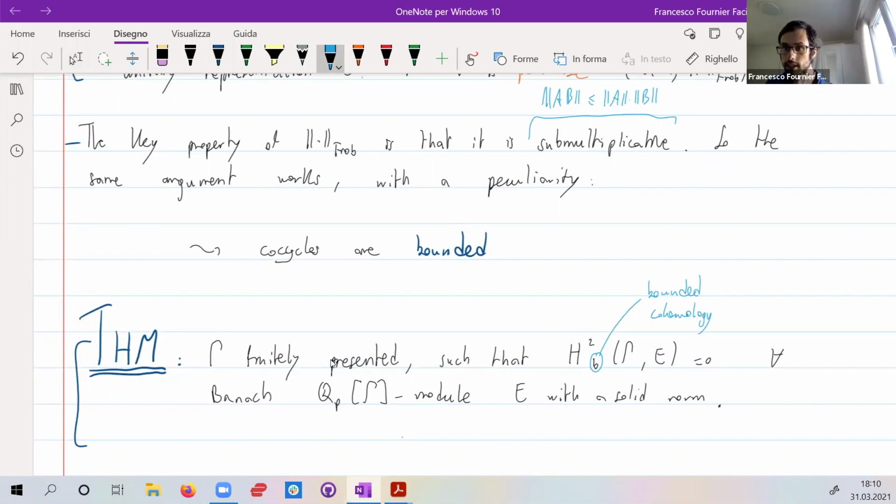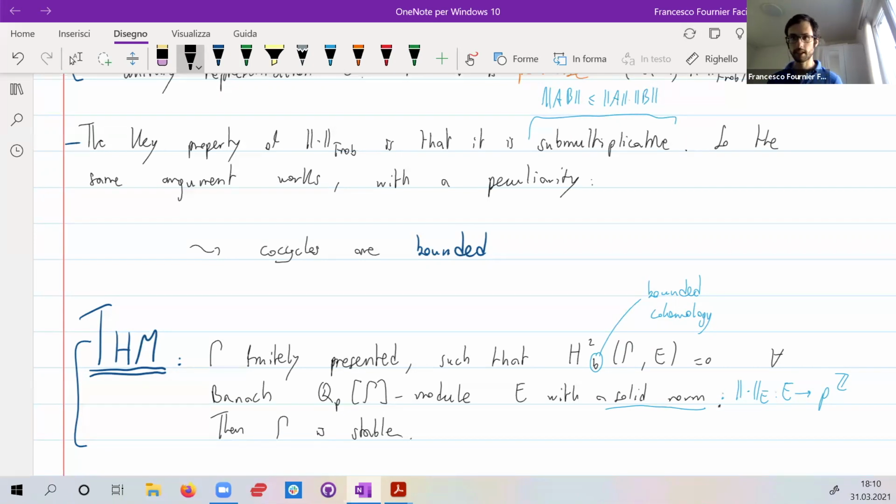So this is a QP Banach space with an isometric action of gamma, where this E has a solid norm. So this is a useful hypothesis. It just says that the norm of E takes values in P to the Z. So it has the same value group as QP, okay, which is something desirable, right? Checking only for these is easier. Okay, so if you have this, then gamma is stable.